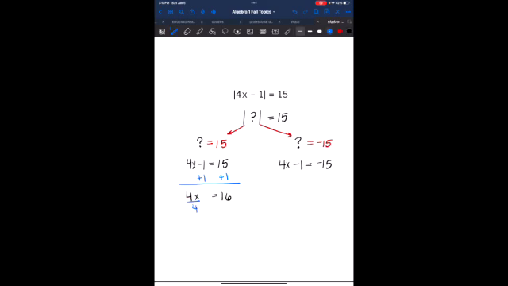Again, if you're confused about this solving process, please go ahead and take a look at my solving video, which hopefully will clear up any confusion you have about how to solve these two-step equations.